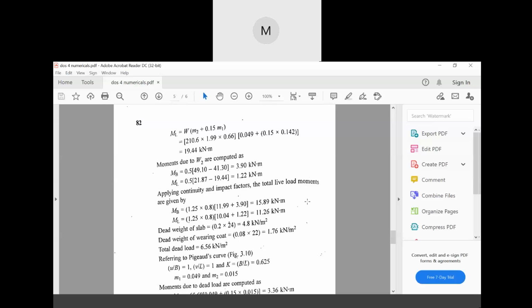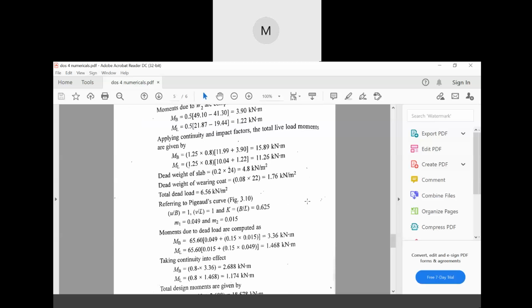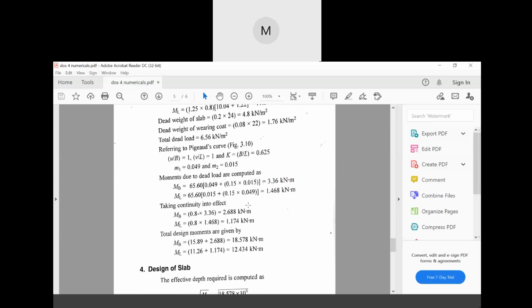Now moments due to dead load. This can be computed by considering U by V as 1. That means unit dimensions, because for live load we have the dimensions of the wheels, but for dead loads we can consider the slab as unit dimensions. That is U by V equal to 1 and V by L equal to 1, and then we find out K, then small m1, m2 and MB and ML.